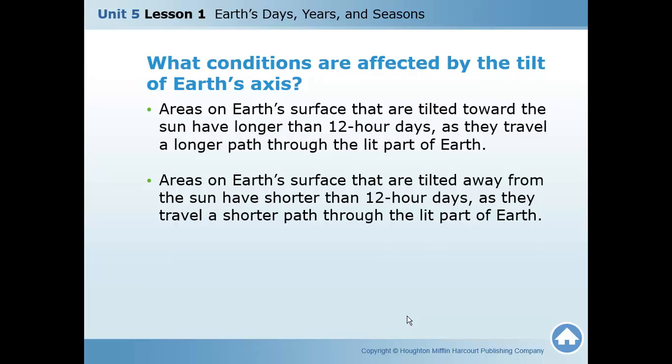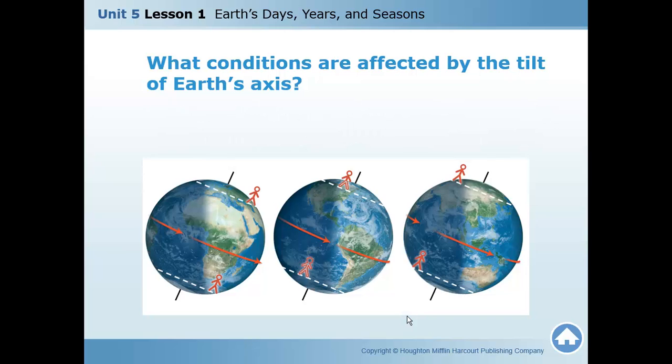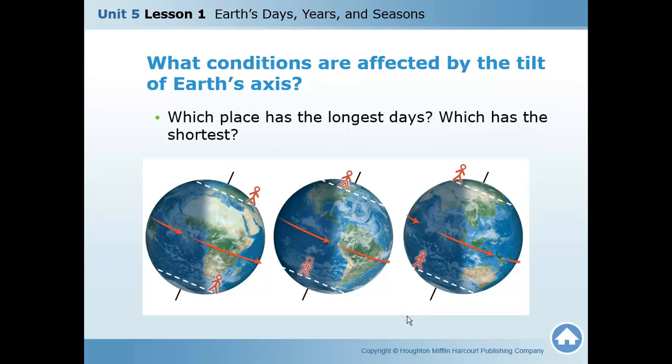Areas on the Earth's surface that are tilted away from the sun have shorter than 12-hour days as they travel a shorter path through the lit part of Earth. That would be right now. It gets darker much quicker. At this point, we are growing in how many daylight hours we get, but still it's much less than in the summer. All right, look at the picture below.